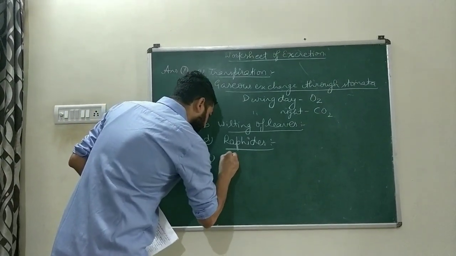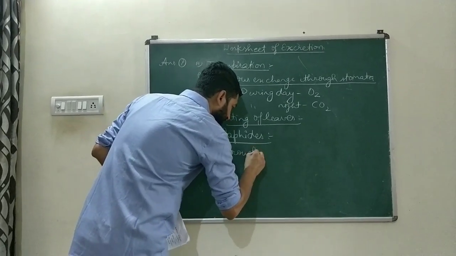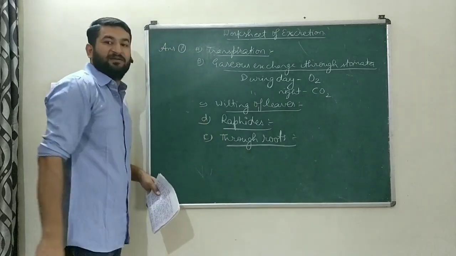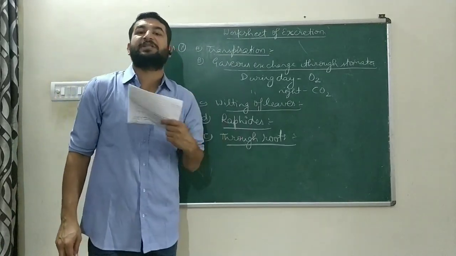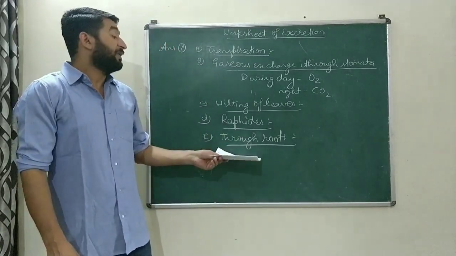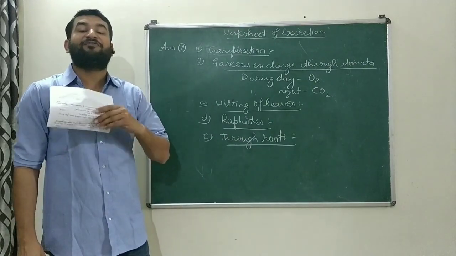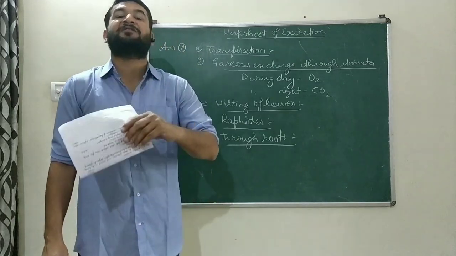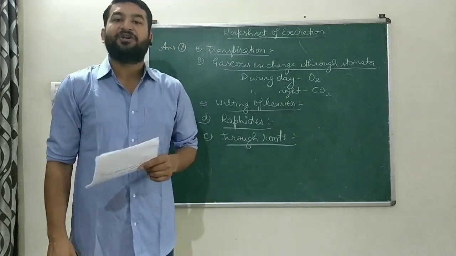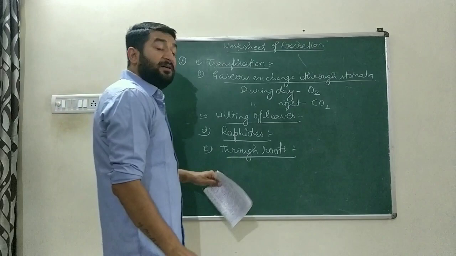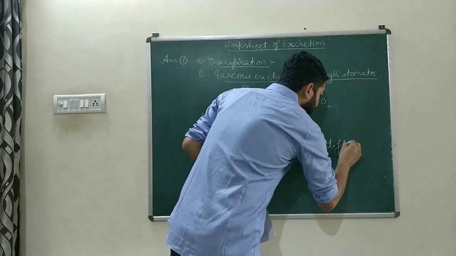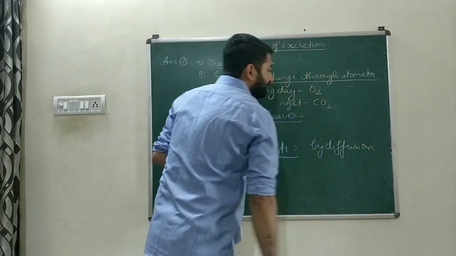Next, through roots. It's a separate question as well. How do plants' roots help in the excretion of waste products? The plant roots have thin or fine root hair which helps in the removal of waste products directly to the soil by diffusion. So the waste products are removed by diffusion directly to the soil.